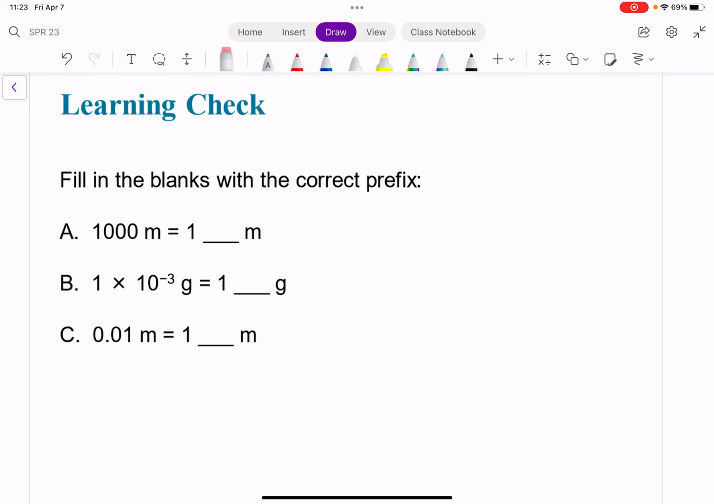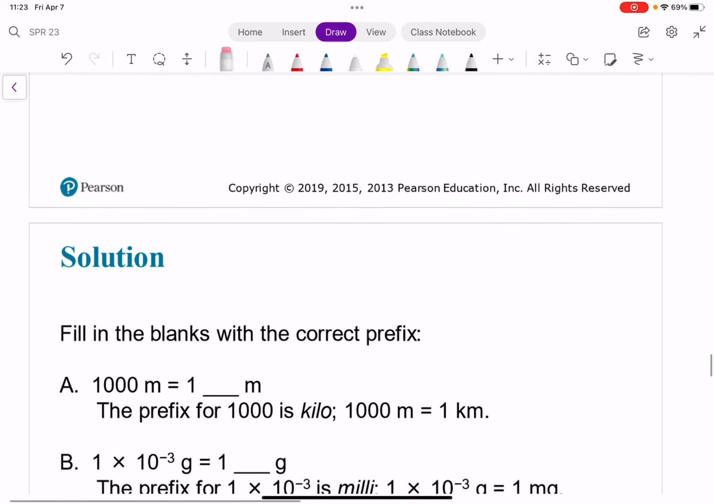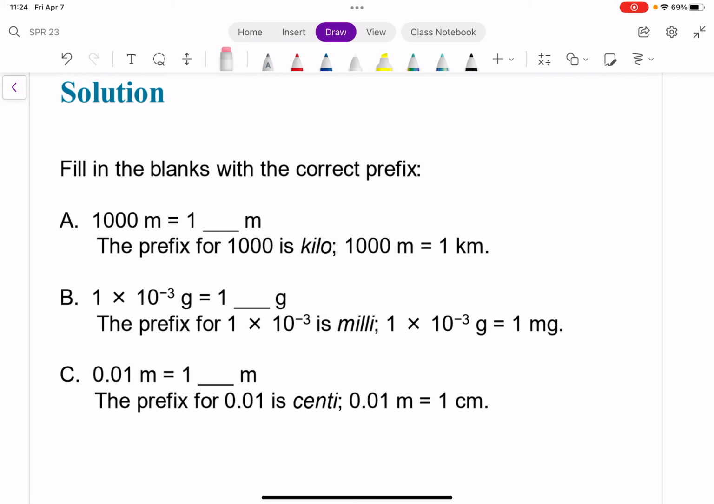So you want to put the correct prefix. What it's asking you is, 1,000 meters equals 1 of what? All right, let's check our work. So 1,000 meters equals 1 what? 1 kilometer. Sorry, that should be a lowercase k. Yeah, so 1 kilometer. And you can check back on your table. You can have your textbook next to you and work on it.